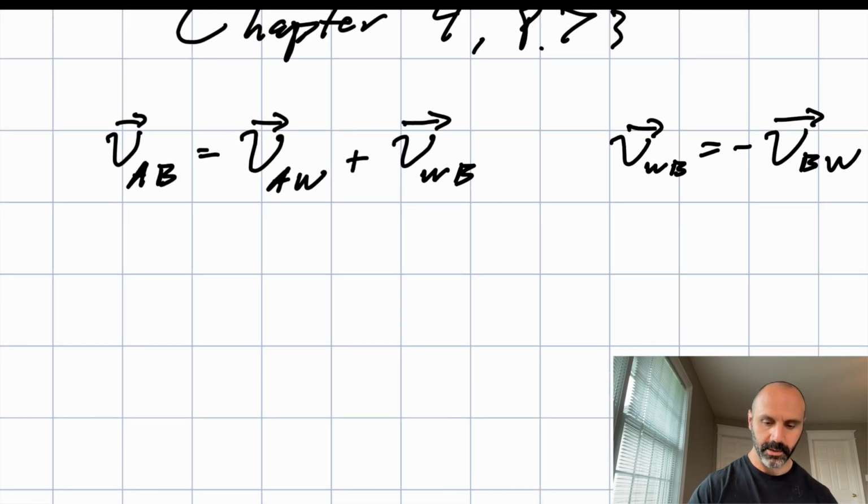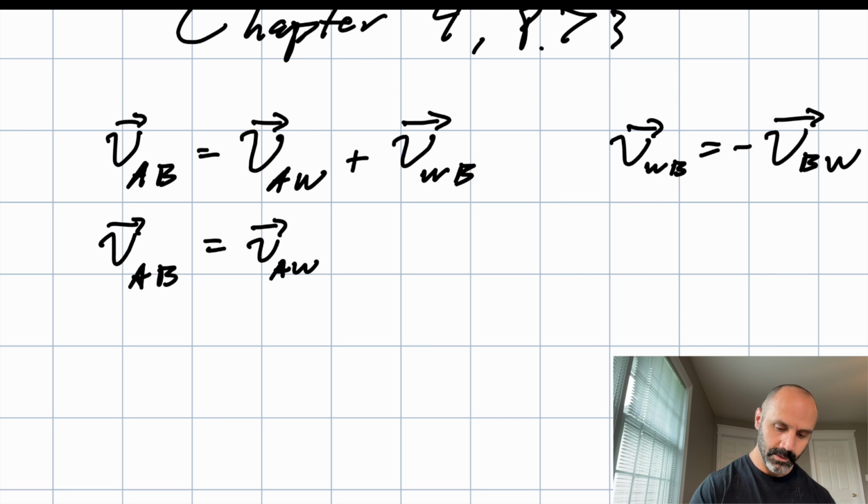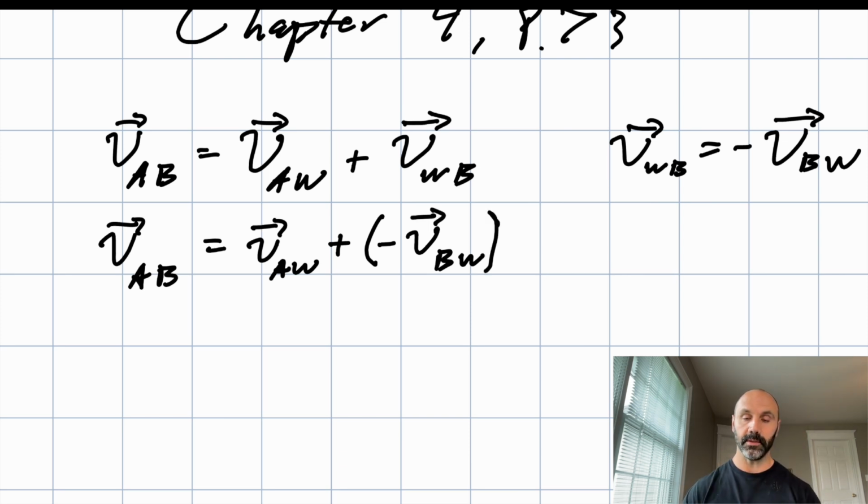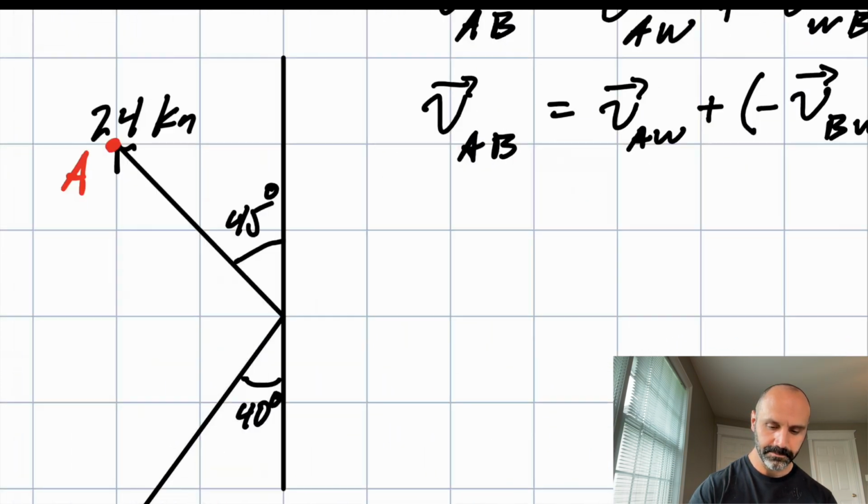So this equation then becomes, this is what I'm going to use to solve this, the velocity of A relative to B is the velocity of A relative to the water, plus negative the velocity of B relative to the water, because that's equivalent to the velocity of the water relative to B. Now that I have the velocity of B relative to the water, I'm just going to take the negative of that. How does that work? Well, in the unit vector notation, it's just the negative of each component. So the first thing, of course, is then to find the components here.